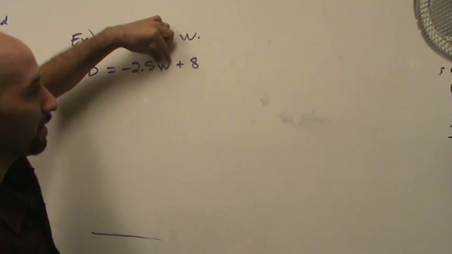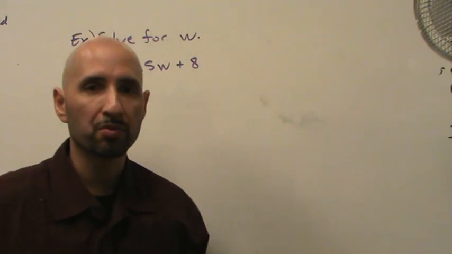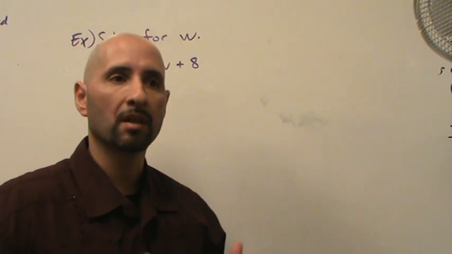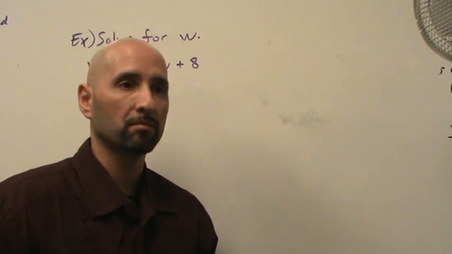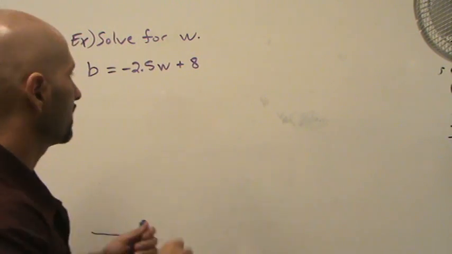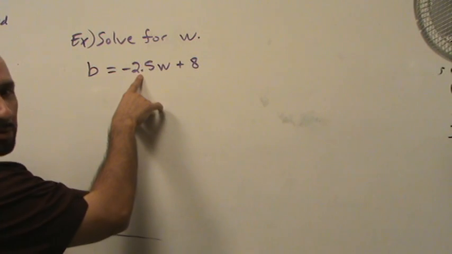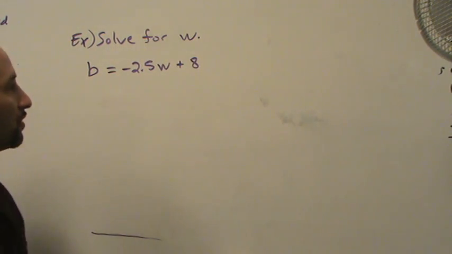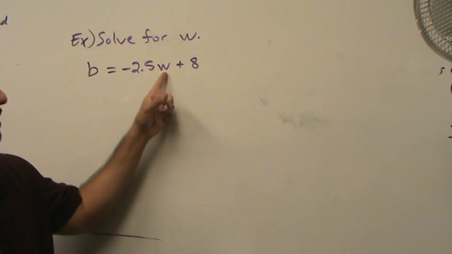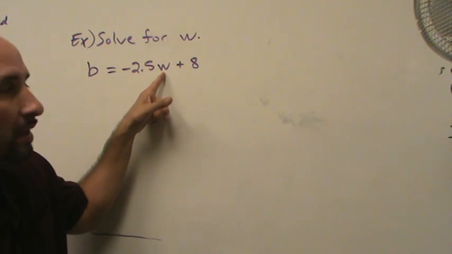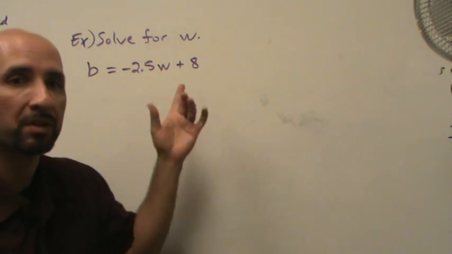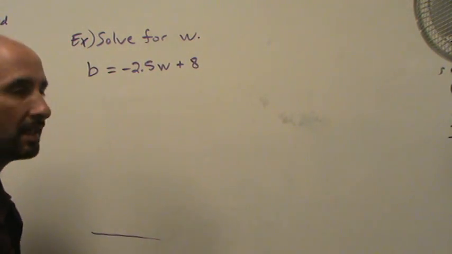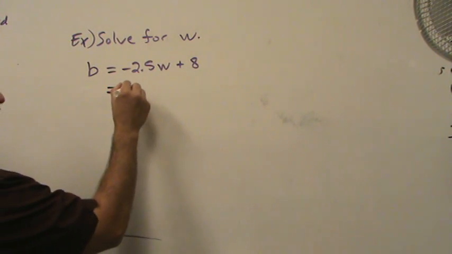All right, to get W by itself, the idea is to use the reverse order of operations using the reverse operation. So right now W is being multiplied by negative 2.5 and then it's adding 8. So the idea is to chip away at this W to get it by itself starting here. So add 8, so we're going to get rid of that 8 and we're going to subtract 8 from both sides. Here's what that looks like.